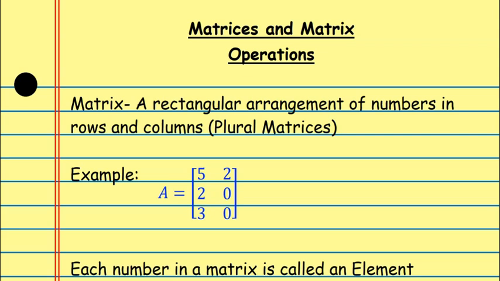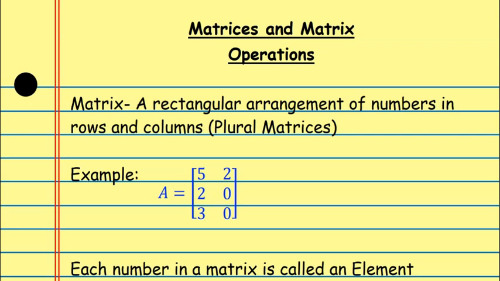Okay, and so a matrix is just a rectangular arrangement of numbers. All right, we use these brackets and we put things in rows and columns. And we can use this for organizing data. One of the big things we use it for in algebra or algebra 2 is organizing systems of equations. Okay. The plural of the word matrix is matrices. That's just how we say it when we're talking about multiple of these things.